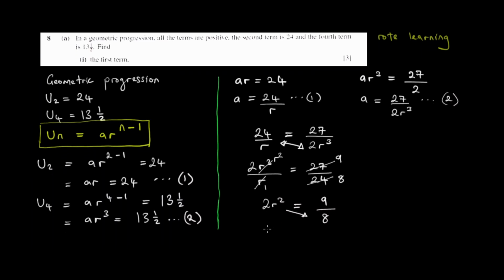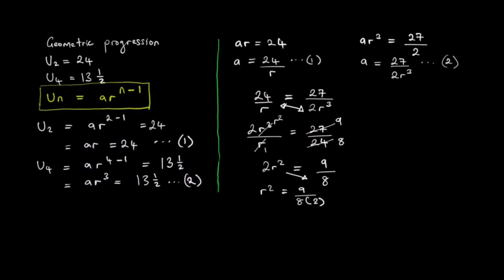2 akadzira tichava na R squared is equal to 9 over 8 times 2. Alright, and it's like this. Take the square root of R squared kuside kunoku nekuno. Zvinongoreva izvo kuti R iri equal to the square root of 9 over 8 times 2 is 16, which is equal to the square root of 9 over the square root of 16.